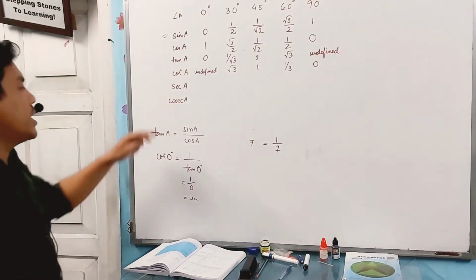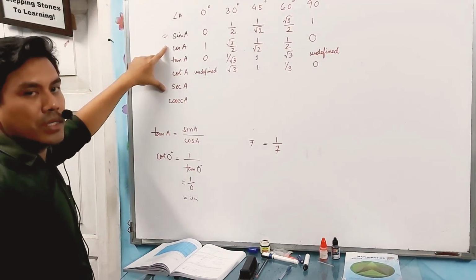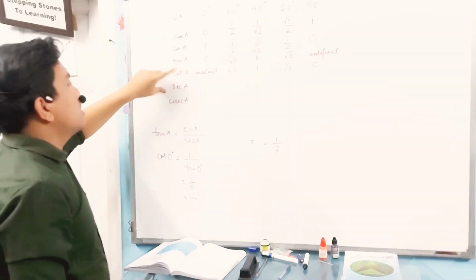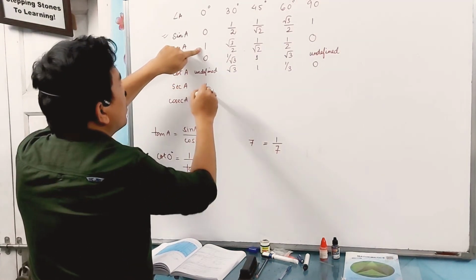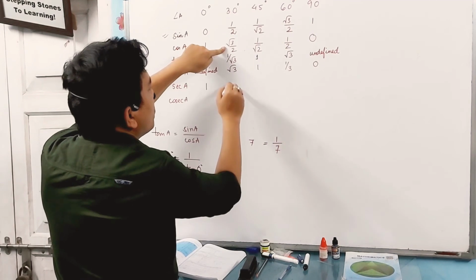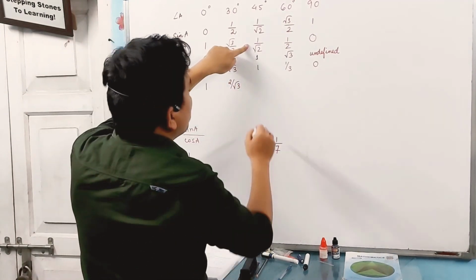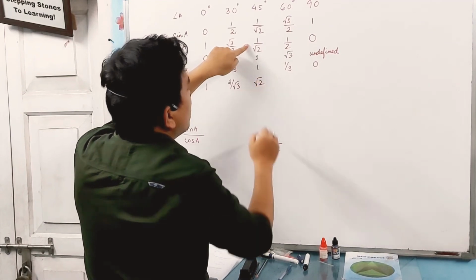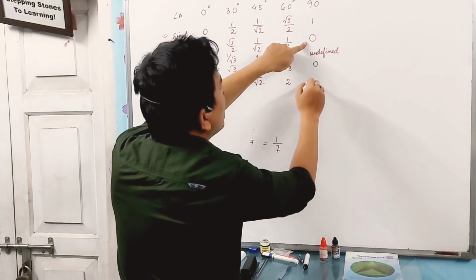Now, sec A. Sec A is the reciprocal of cos. So, sec 0 will be 1 by cos 0, that is 1 by 1, that is 1. 1 by root 3 by 2 will be 2 by root 3. Then 1 by root 2 will be root 2. 1 by half will be 2. Again 1 by 0 will be undefined.